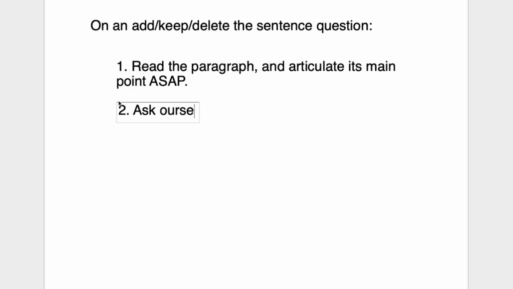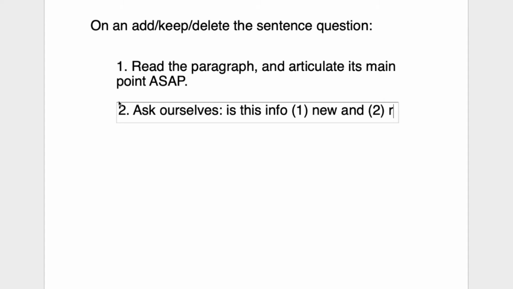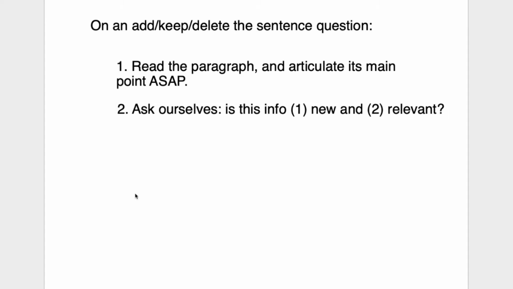Then we're going to ask ourselves, is this information, the stuff that they want to know, does it belong in the sentence? Is it, first of all, new? And is it, second of all, relevant? It needs to be both for us to include it, right? If the information's not new, it's redundant and it doesn't belong in the paragraph. If the information isn't relevant to the paragraph's main topic that we just wrote down, then it also doesn't belong in the paragraph. So again, step 1 is read the paragraph and articulate its main point as specifically as we can. You're going to win or lose the question on that step.